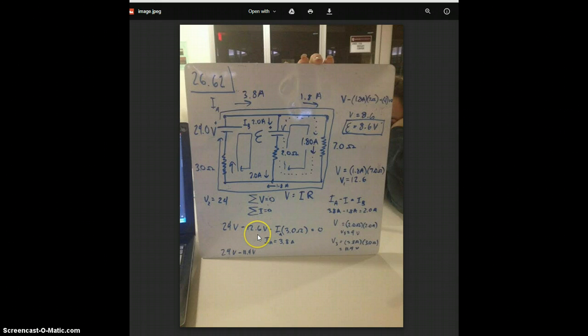Where did I get that? 12.6 is 1.8 amps times 7.0 ohms. Oh, okay, so I must have started over here. I said the 1.8 amps was going down here, so it had to be going this way as well. Hold up, that can't be right. Okay, so I confused myself, but I think I'm back on the right track.